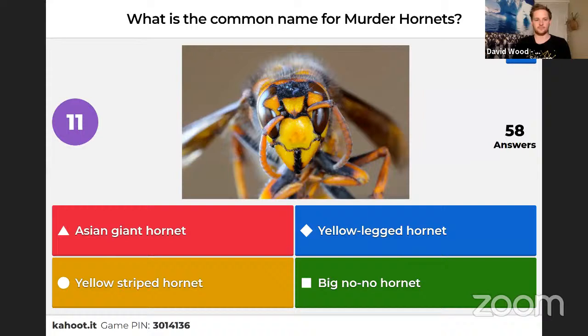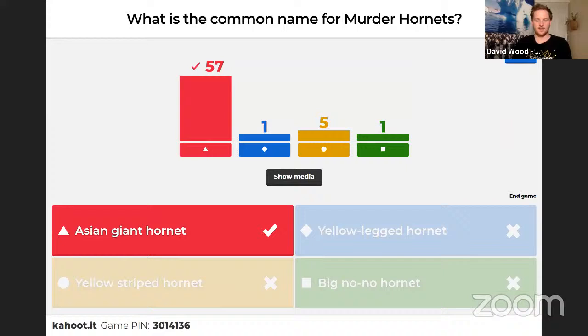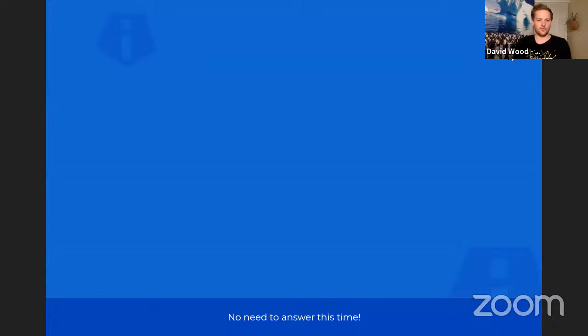Get those answers in as soon as you can. It looks like everyone's back with us. That's good. We've got 64 answers in a few seconds now. The answer was, of course, well done, the Asian giant hornet, this invasive species in the Pacific Northwest, and we found one here in Washington State confirmed last week. Got a few llamas in the top three. Well done to llamas.